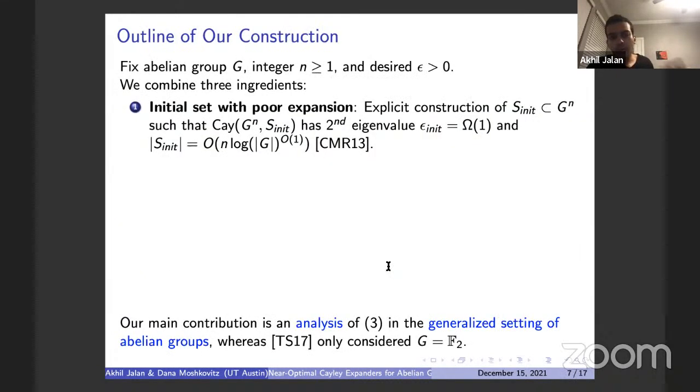And let me just give you an outline of how we achieve this. So we start out with an initial set with poor expansion. Let's think of some generating set of G to the n, which gives a second eigenvalue on the Cayley graph that is less than 1, but very close, maybe 0.99. In this case, the size of the initial set is something like n times polylog G. There's also a very bad dependence on this initial expansion, but because this is a constant, that's not important asymptotically.